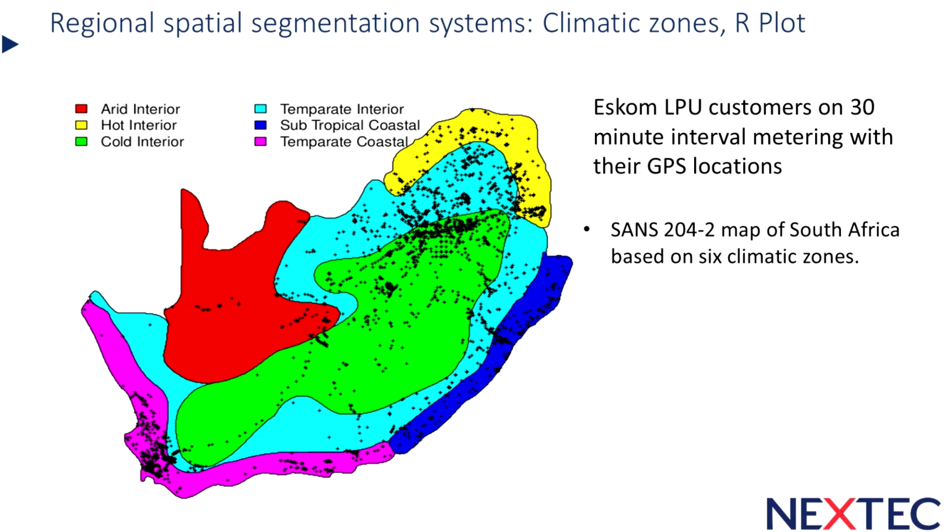So this is just some of the geospatial segmentation layers we used. We used the CSR's climatic zones as one. The dots you can see plotted are where Eskom's LPU customers are sitting, the GPS coordinates. The lines of dots you can see are the traction stations arranged along railway lines. These LPU customers cover all SICs, that's Standard Industrial Classification Codes.